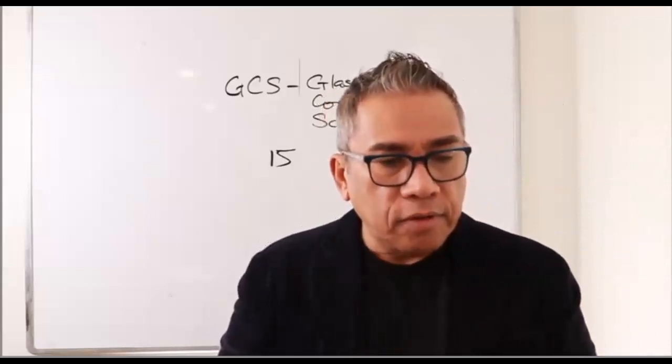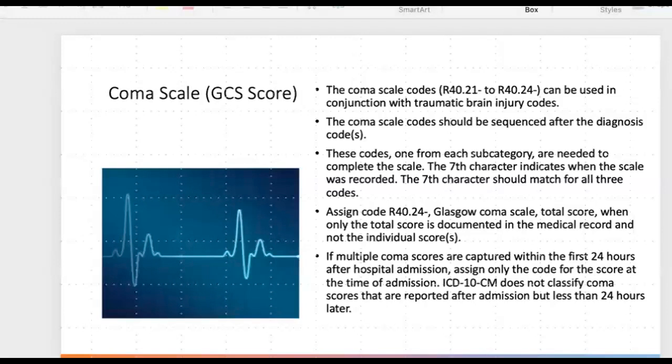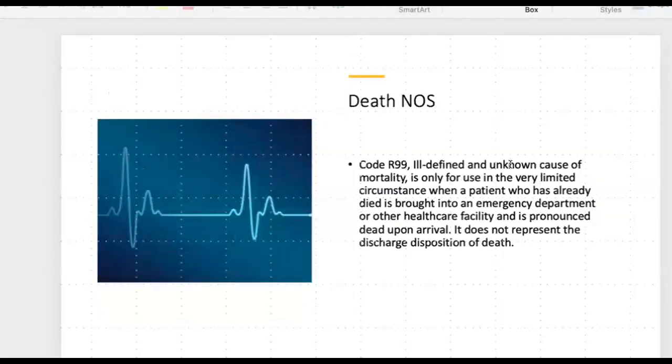Okay, so what's next here is death not otherwise specified, or death NOS. Let's read this, guys. Code R99, ill-defined and unknown cause of mortality, is only for use in the very limited circumstance when a patient who has already died is brought into an emergency department or other healthcare facility and is pronounced dead upon arrival. It does not represent the discharge disposition of death.